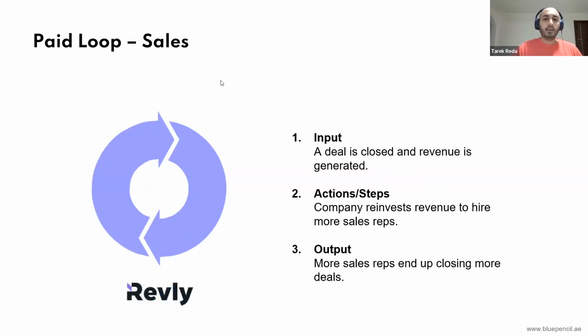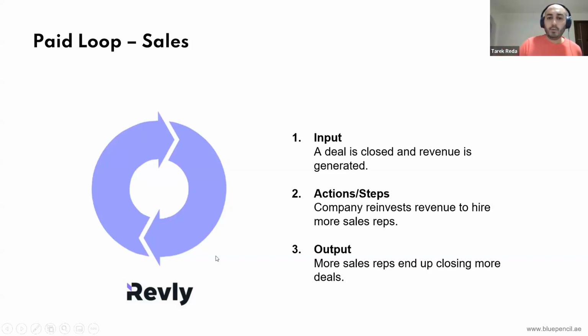And finally, we have Revly. So in the case of a viral loop, a paid loop for a sales team. So a deal is closed and revenue is generated. The company reinvests this revenue into hiring more sales reps. These more sales reps would then close more deals, etc., etc.